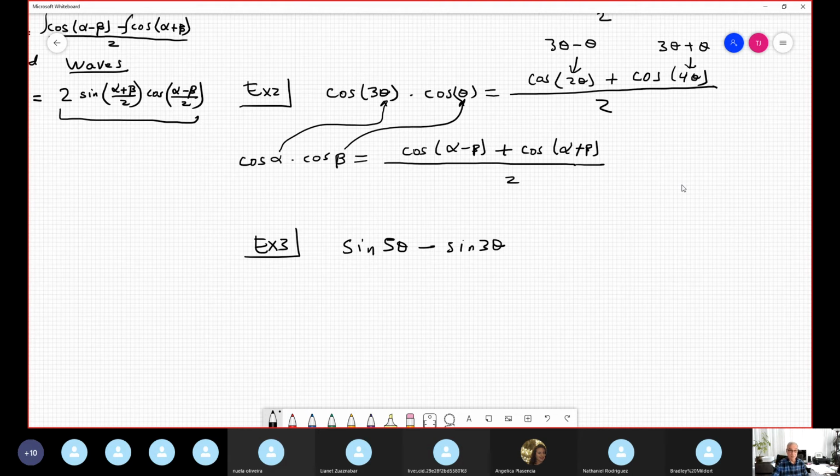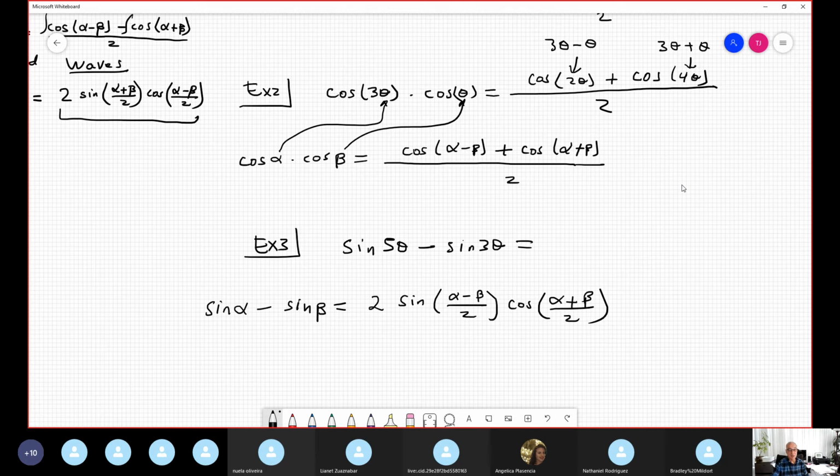Okay, so now I have a completely different order. We have a difference of sines, to product. The formula I apply in that case on sine minus sine, I want to copy the general formula, and you apply it in a specific example. Sine alpha minus sine beta is equal to 2 times sine alpha minus beta divided by 2 multiplication by cosine alpha plus beta divided by 2.